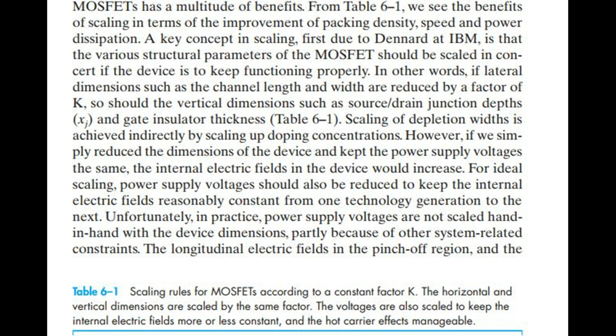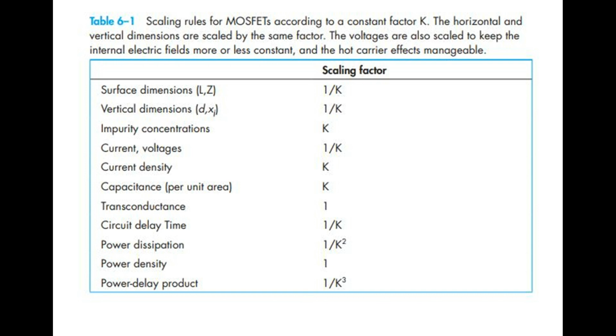If we simply reduce the dimensions of the device and kept the power supply voltages the same, the internal electric fields in the device would increase. For ideal scaling, power supply voltages should also be reduced to keep the internal electric fields reasonably constant from one technology generation to the next. Unfortunately, in practice, power supply voltages are not scaled hand in hand with the device dimensions, partly because of other system-related constraints. Table 6.1. Scaling rules for MOSFETs according to a constant factor K.